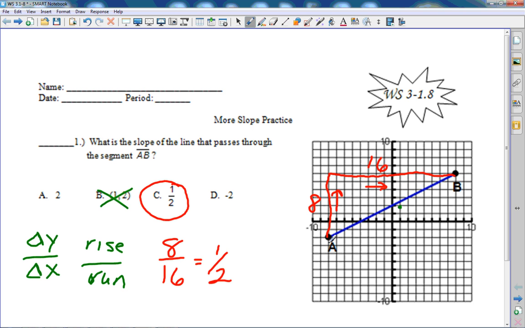Oh, you know what? I should have said from the beginning, from left to right, looking at this line is increasing. I know immediately that my slope was going to be positive, so it couldn't have been one of these.